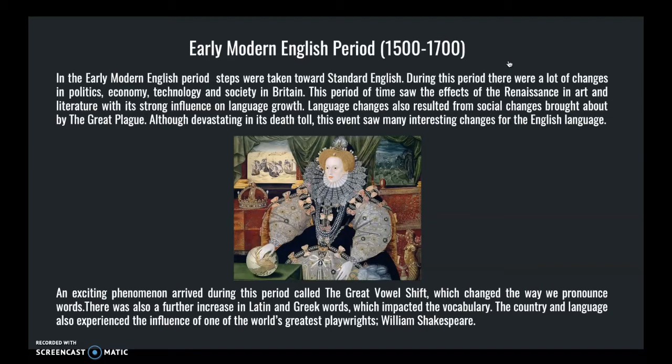During this period, there were a lot of changes in politics, economy, technology, and society in Britain. This period saw the effects of the Renaissance in art and literature, with a strong influence on language growth. Many language changes were also a result of social changes brought about by the Great Plague, and also many new technological and scientific discoveries. During this period, we can also see the Great Vowel Shift, and many works of literature that helped shape the English language. We will talk about this in the next slides.